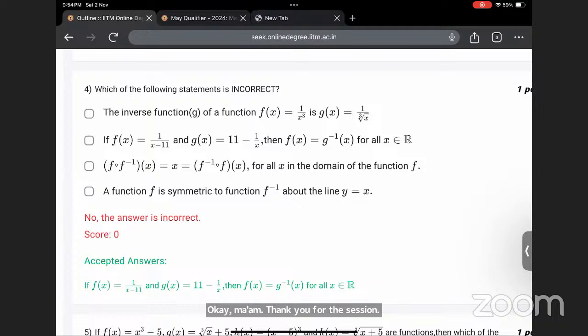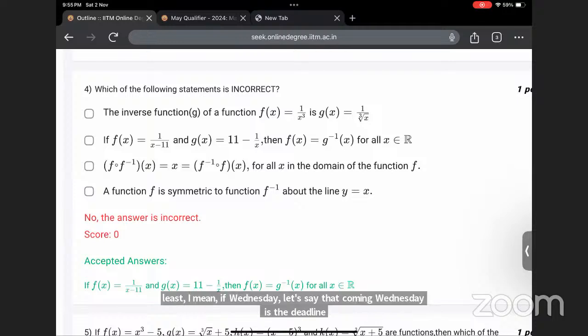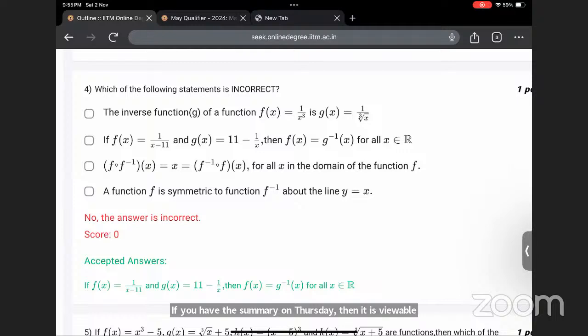Another thing is, when you say Tuesday, can you hear me? Yeah, sure. In the normal schedule, every Wednesday is our assignment deadline. If the coming Wednesday is the deadline and you have the summary on Thursday, then it is useful. But if we have the summary on Tuesday, hardly a day is left before the deadline.